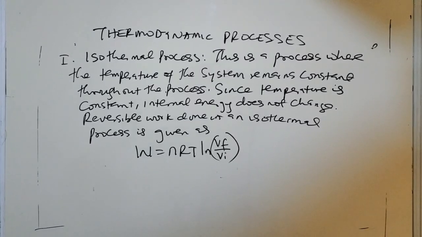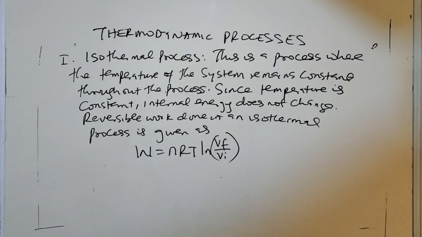So in this session, we're looking at the thermodynamic processes. There are three major thermodynamic processes. The first is called the isothermal process. The second is called the adiabatic process, and the third is called the isochoric process. So these are three major thermodynamic processes, and in each of these processes, one of the thermodynamic factors, either temperature, heat, or volume, is kept constant.